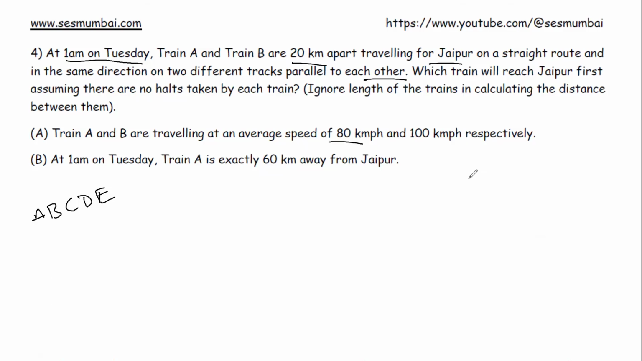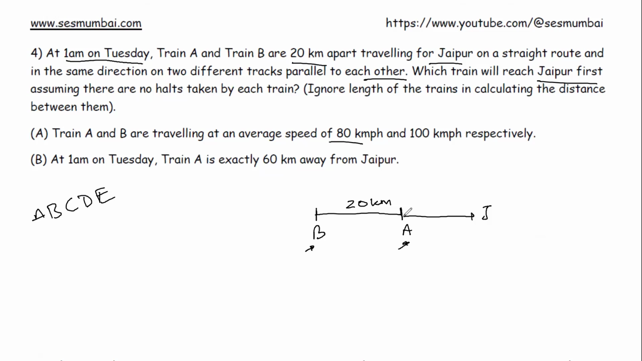So we know that they're 20 kilometers apart and they're traveling at 80 and 100 respectively. But we have to find out which train will reach Jaipur first, right? So clearly, it depends on two things. One is they're 20 kilometers apart, but is train A here or it's A here? You know, which one is, it could be either way. B could be ahead. Imagine this is Jaipur out here. So A could be ahead or B could be ahead. We don't know. So that's one thing.